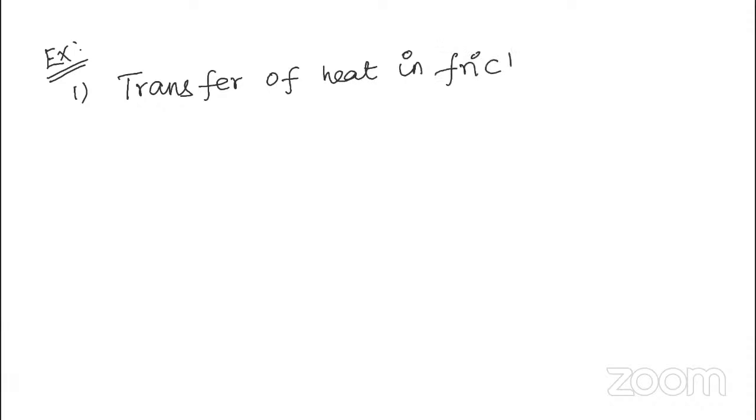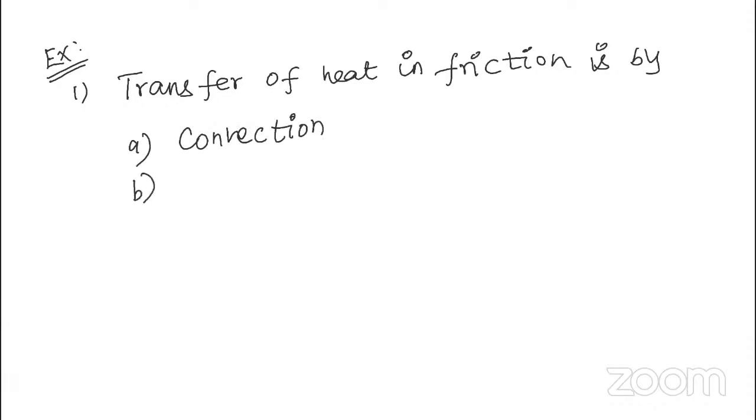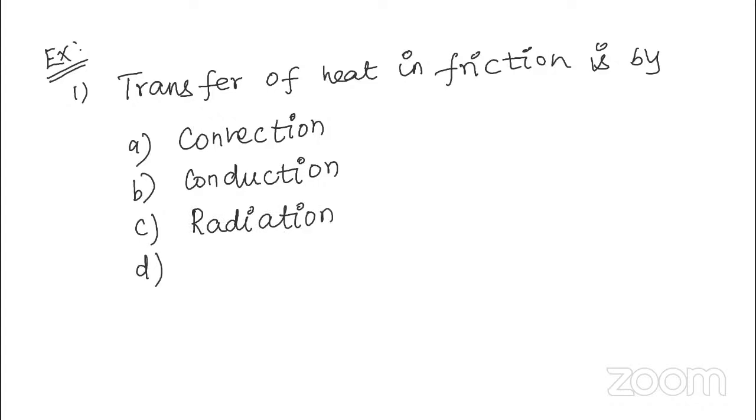Here I write example 1. Transfer of heat in friction is by option A, convection, option B, conduction, option C, radiation, and option D, none of the above.